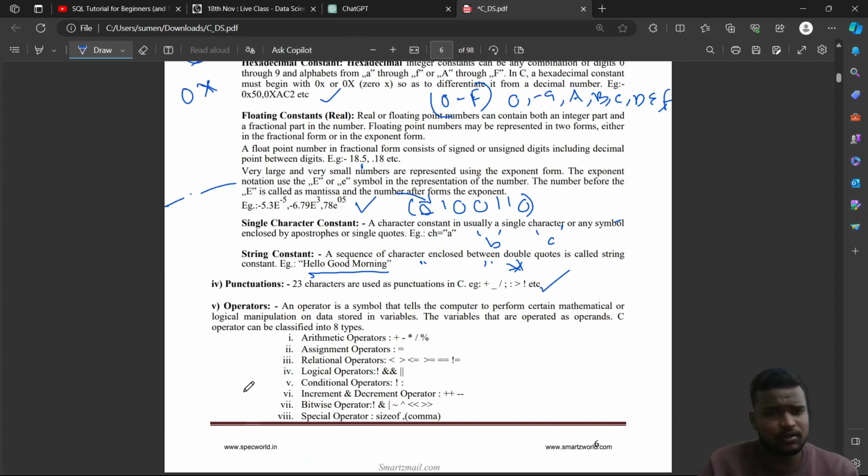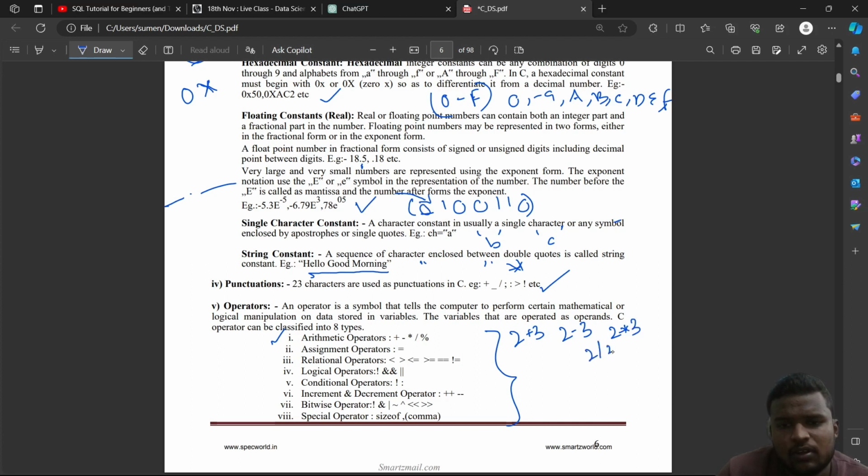Now comes the most important part, operators. Why do we need operators? To do operations. Only if we do operations will we be able to build applications, right? So what are all the operators we have in C programming? First we have the arithmetic operators. They do 2 plus 3, 2 minus 3, 2 into 3, 2 divided by 3, 2 mod 3. Mod means the remainder.